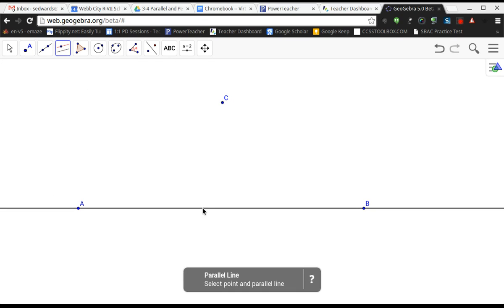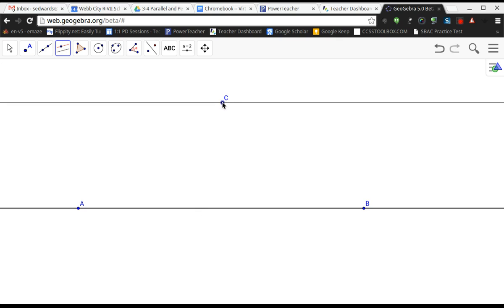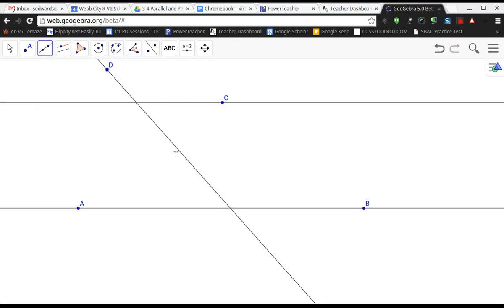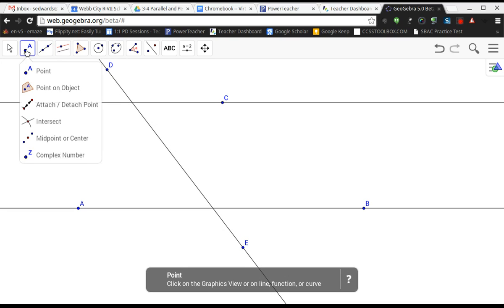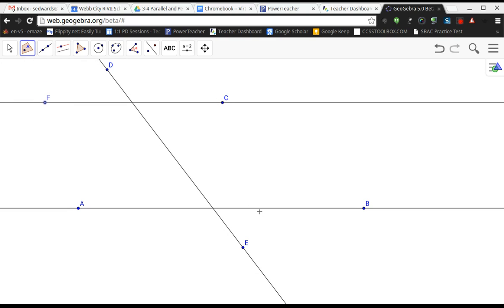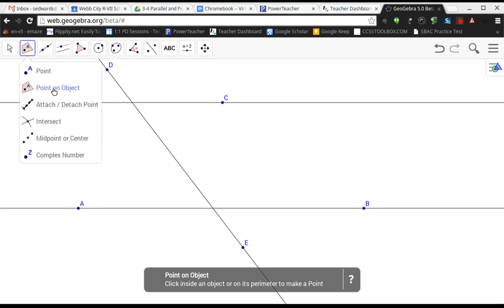Then we're going to go up to the fourth one in and make parallel lines. We'll click the line AB and then point C, and now those lines are parallel to each other. Okay, now we need to make a transversal, so we're going to make another line. We want it to obviously cross two parallel lines. Okay, and now we need to add points on the object so that way we can measure our angles. And that was good. So now we need our intersections of the transversal and the parallel lines.